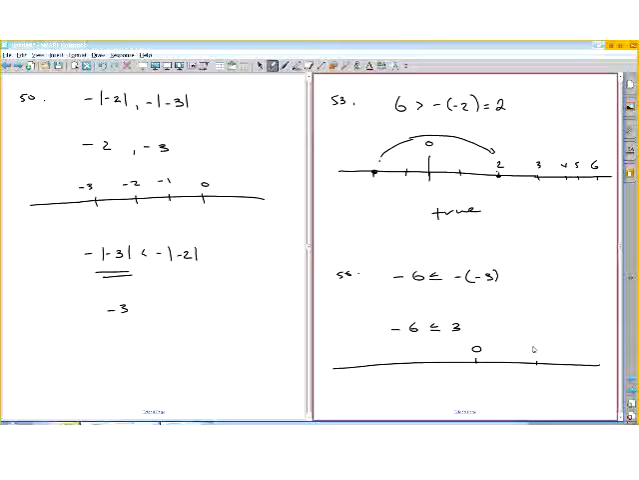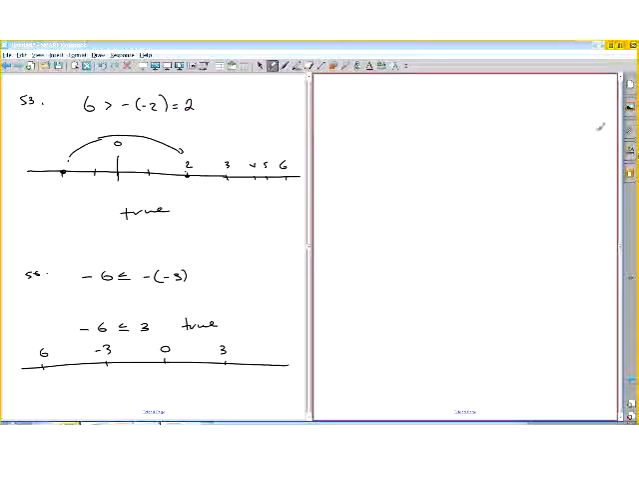And again, on the number line, say this is 0, this is 3, this would be negative 3, this would be negative 6. Since this is to the left of positive 3, then this is true. Another way of looking at it is any negative number is always less than a positive number. And any positive number is greater than a negative number.